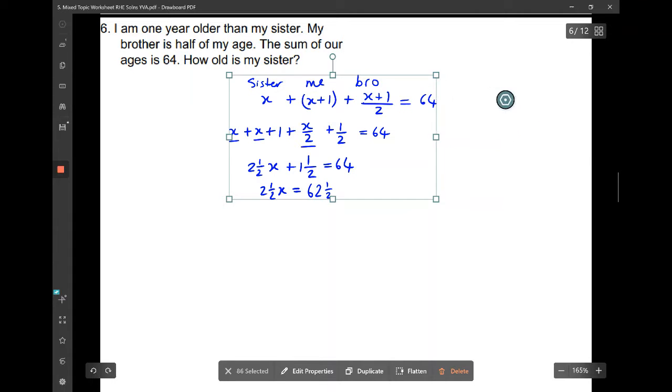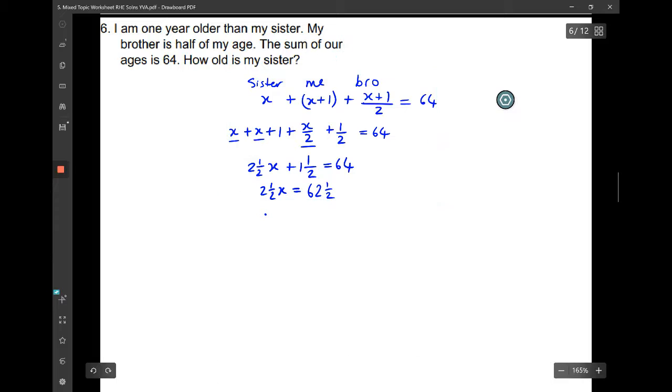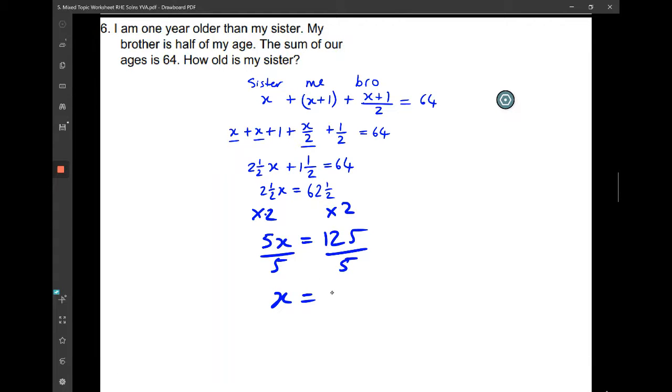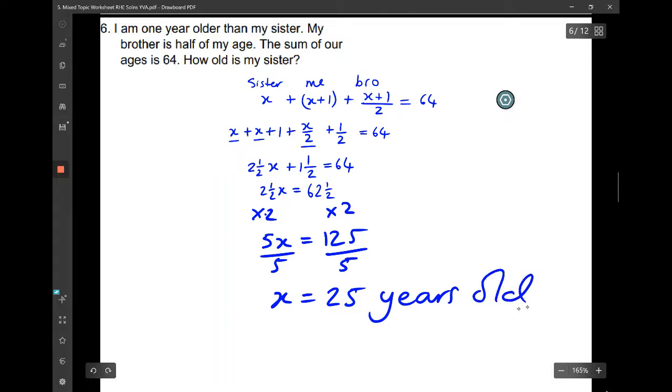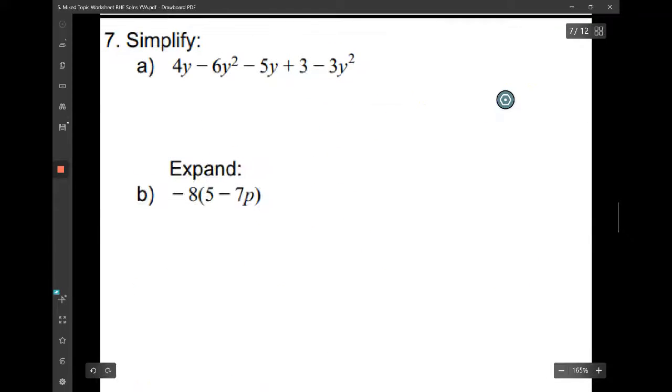Okay, so if I multiply it by 2, well, 2.5 times 2 is going to give me 5x, so times 2 times 2, so 5x is equal to 62.5 times 2, you can just double that to get 125, and then you can divide by 5, divide by 5. So x is equal to 125 divided by 5, which gives you 25 years old. Yay!